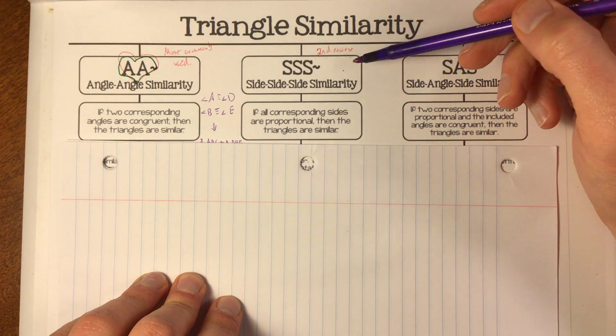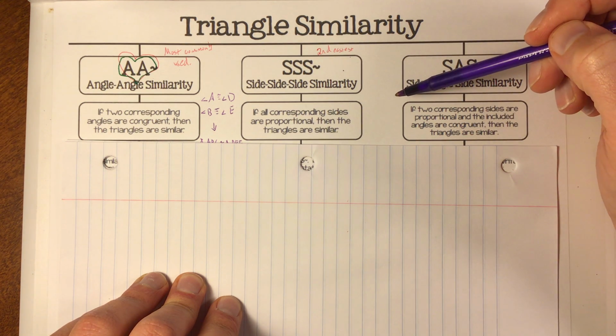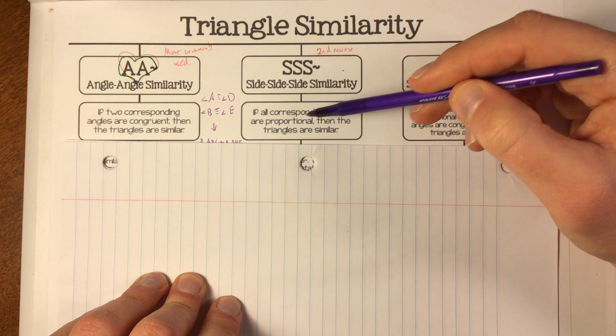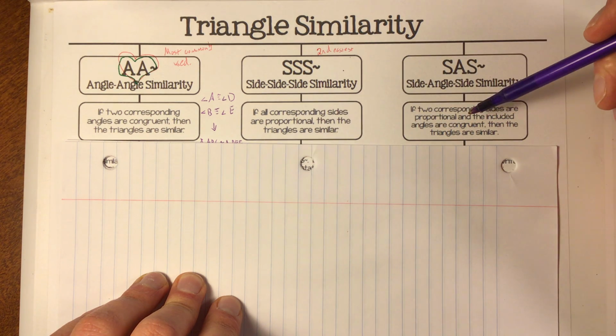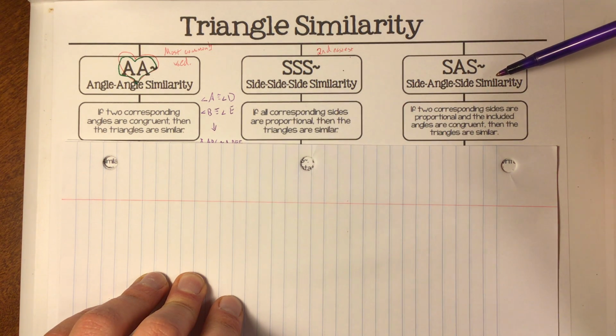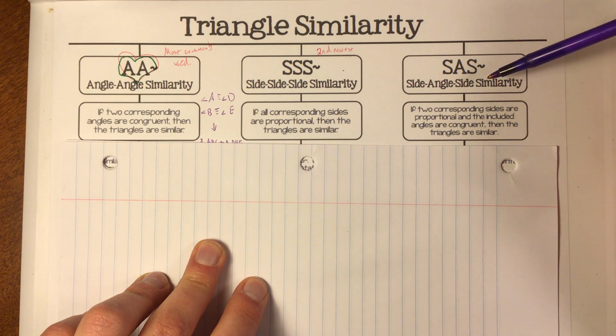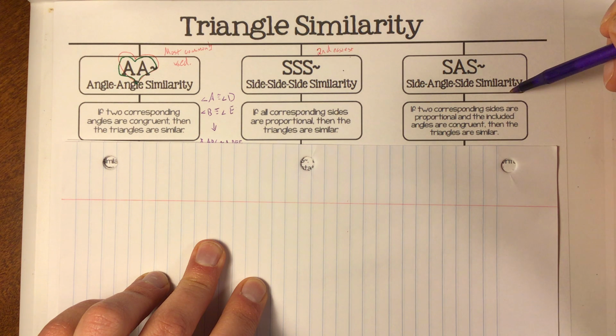The second easiest way is side-side-side similarity, where all the corresponding sides are proportional, then the triangles are similar. I've got a video about that one. This video though is going to be about, I think, the least commonly used. It's also probably the most difficult, side-angle-side similarity. So this is going to be a combination of the two methods.